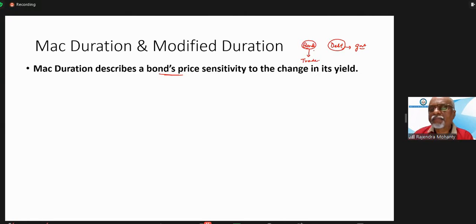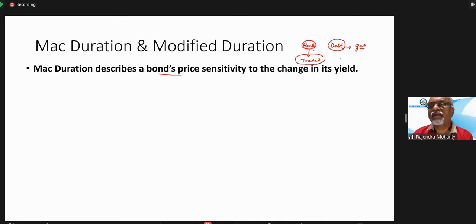traded in the market. Traded means you can buy and sell these bonds in the secondary market, the share market. It is possible because they are listed and can be traded. That is the only difference.